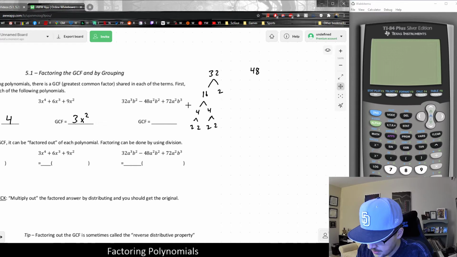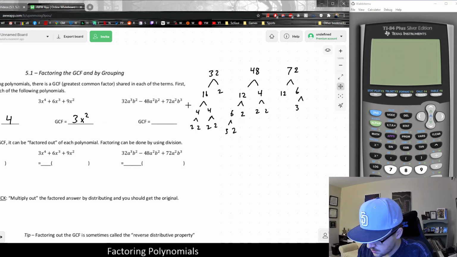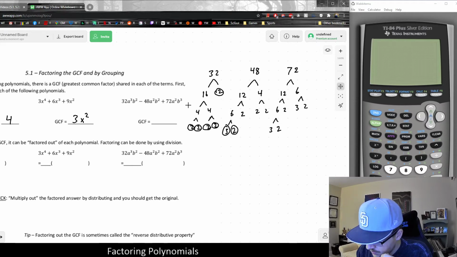We've got 48, which factors as 12 times 4, which would be 2 times 2 times 6 times 2, and of course 6 is 3 times 2. And then lastly, we've got 72, which factors as 12 times 6, of course, which is 3 times 2 and 6 times 2, which is 3 times 2. And basically, finding all of the prime factors of each number can help us determine what is the greatest common factor.